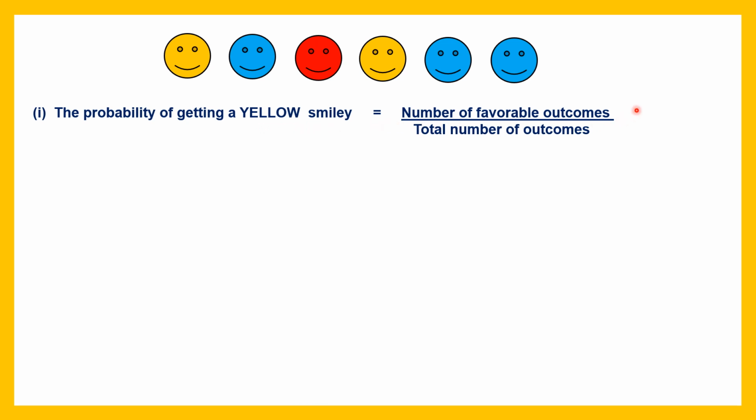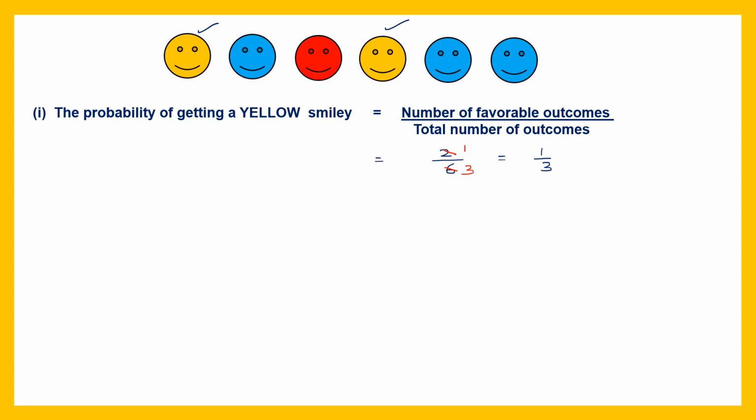So how do I do that? I use this formula which says number of favorable outcomes. That means I'm thinking of the yellow badges. How many are there? 1, 2. So there are 2 badges. That will be my favorable outcome divided by the total number of outcomes. Totally how many badges do I have? 1, 2, 3, 4, 5, 6. So that will be 2 divided by 6. Then I reduce this to the lowest term. 2 ones are 2, 2 threes are 6. So I get 1 by 3. My probability of getting a yellow smiley is 1 out of 3.